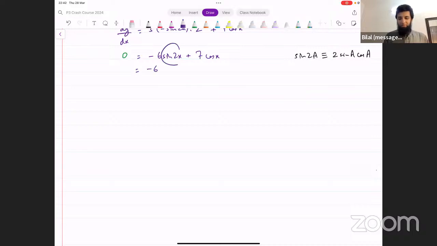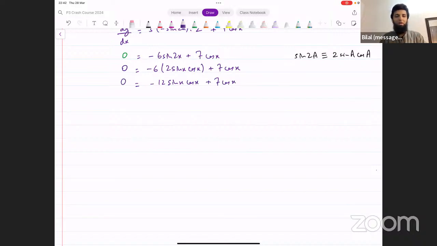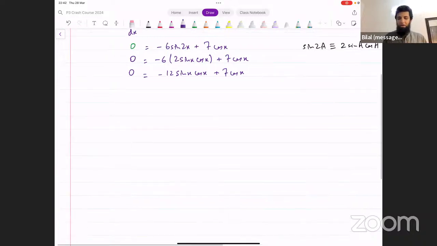Minus 6. We could write sine 2x as 2 sine x cos x. And then you have plus 7 cos x. This equals 0. So now we have this equation: minus 12 sine x cos x plus 7 cos x equals 0. So now we have only one type of angle, x, a single angle throughout. How do we solve this equation?